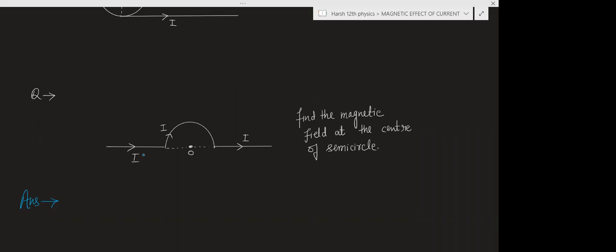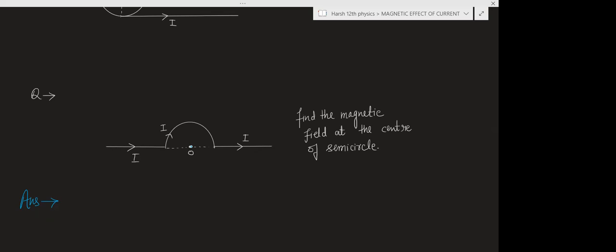Okay. So Harsh, see this. You have a wire like this. See, you are seeing this wire. So what is happening here? For solving this question, what is the question? You have to calculate the magnetic field at this point. Yes, sir.